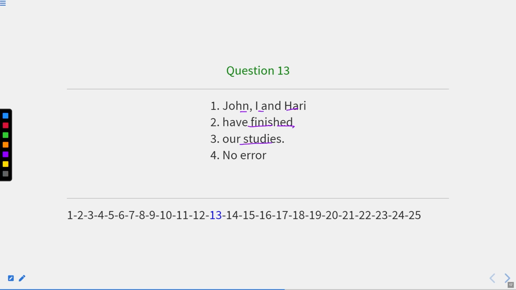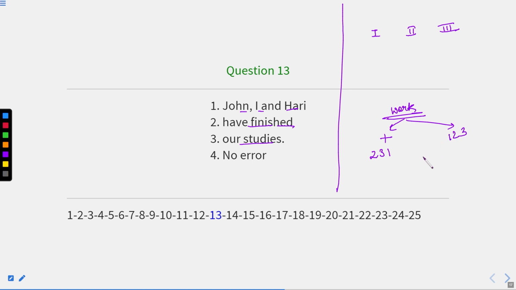Okay. Now let us move to the next question. John, I and Hari have finished our studies. Now here in this sentence, what actually is the mistake? Whenever we have this structure of first person, second person and third person, we see the sense of the sentence, or the work which has been done in it. If it is positive, then we use the 2-3-1 rule. It means first of all we write second person, then third person, and then first person. But if the work done is negative, we use 1-2-3. It means first person, second person, and third person.